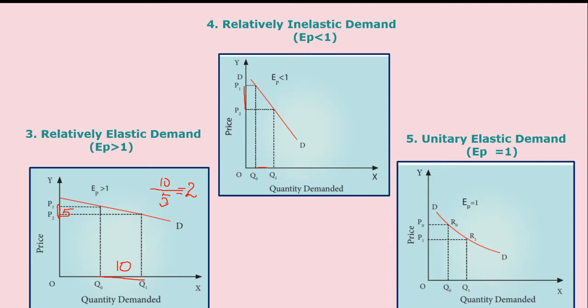But the change in quantity demanded is lesser than the change in the price. For example, if you take this as 10, change in price is 10 and change in quantity is 5. So what is the formula for calculating price elasticity of demand? Change in demand 5 divided by change in price 10. So 5 divided by 10 is half. Half is lesser than 1. Were you able to understand? So price elasticity of demand is lesser than 1. Half is lesser than 1. So it is relatively inelastic demand.